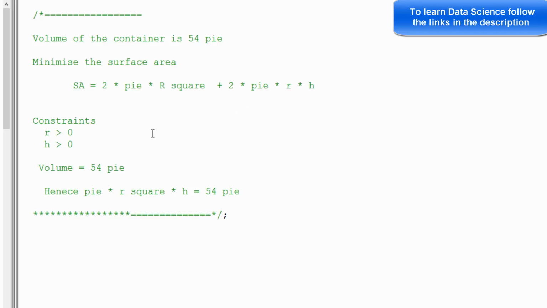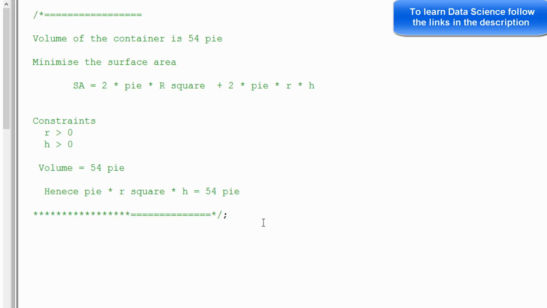What are the constraints? The constraints are radius has to be greater than 0, height has to be greater than 0. They cannot be negative numbers, right? And then volume is 54 pi. So this is a precondition that the volume is 54 pi. So given this volume, which values of r and h minimize the surface area? So that's the problem for us.